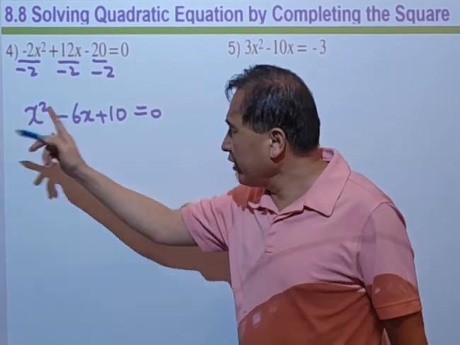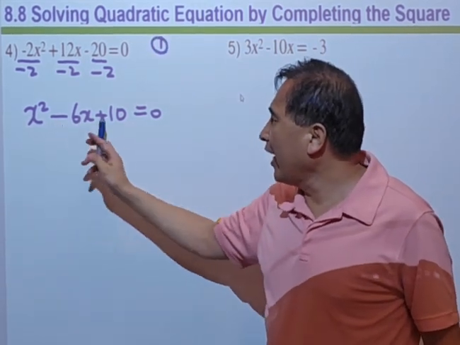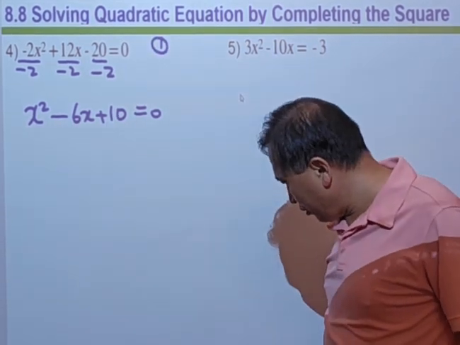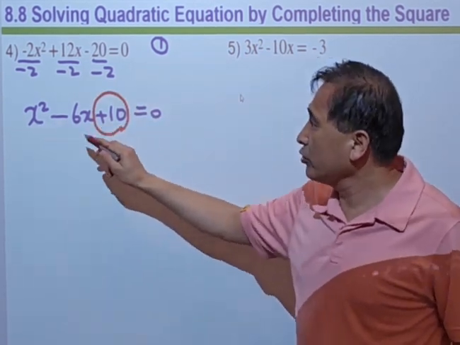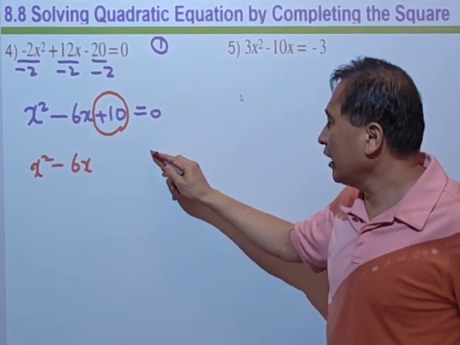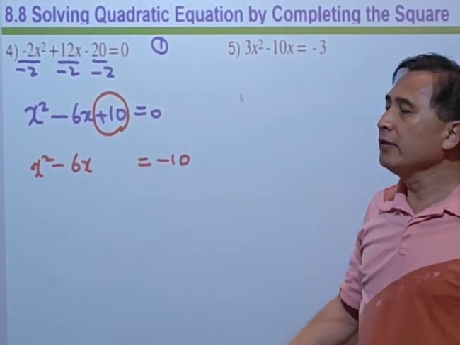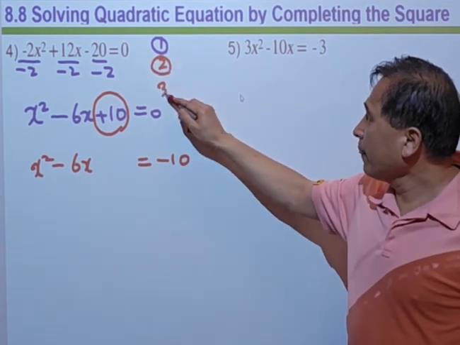So you need to make it 1, that's the first step, okay? And second step, now you move this constant to the other side. So the constant moves outside and you leave just 2 terms on the left side. So x squared minus 6x, and move the other side, -10, right? And that's the second step. And third step, now what?